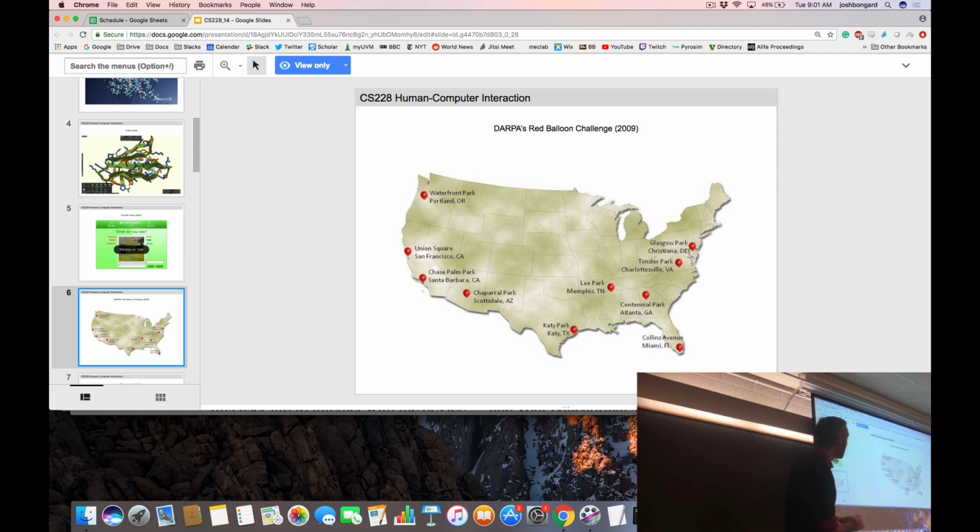Okay, so on the first day, DARPA put up these 10 balloons, and within 9 hours, a team from MIT came back with 10 GPS coordinates, and all 10 of those GPS coordinates were correct. They found all 10 balloons in 9 hours. How is this possible? Again, if you know of the red balloon challenge, don't give it away.